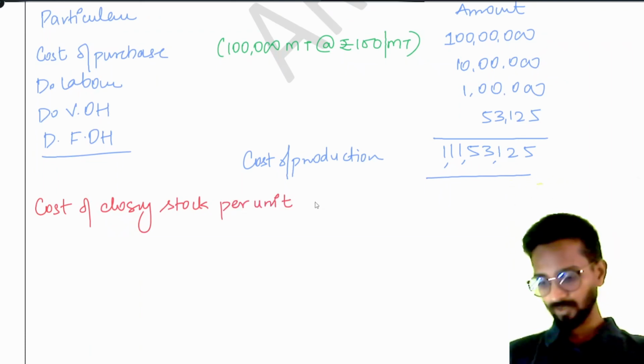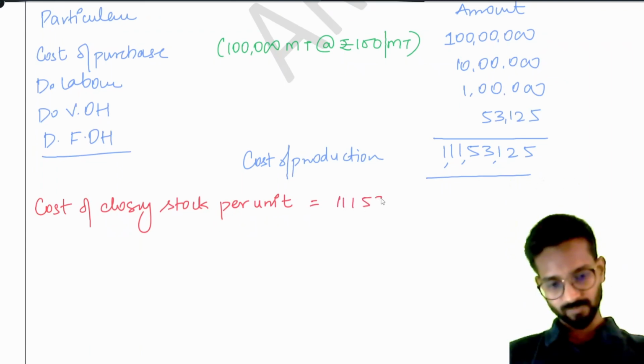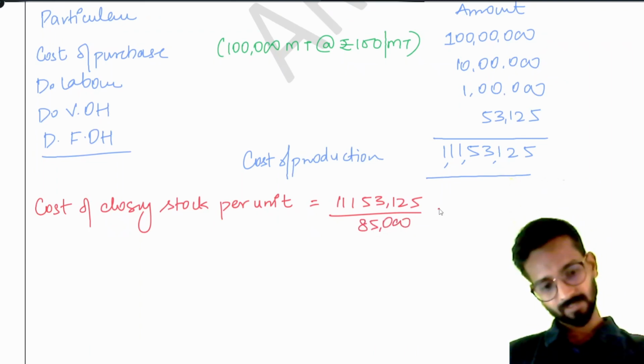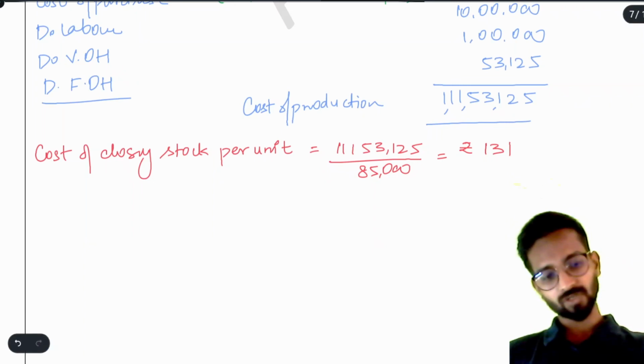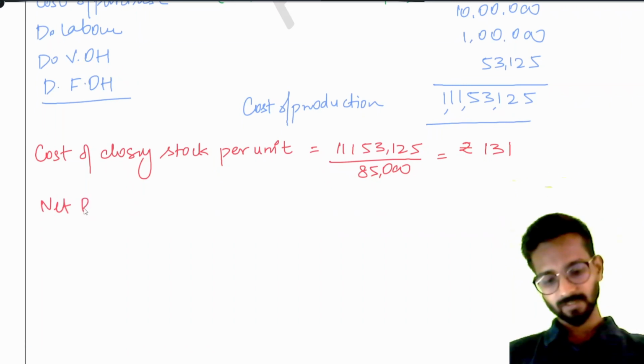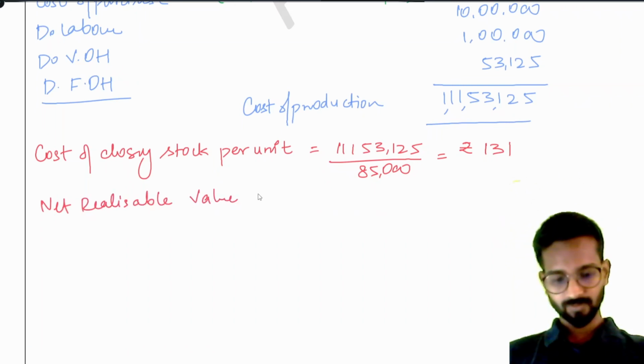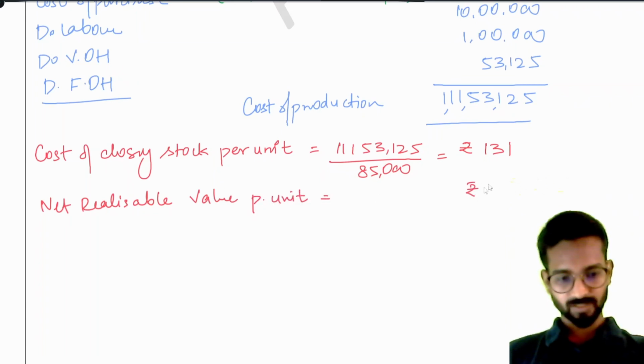will be calculated how? See, this is our total cost 153,125 divided by 85,000. That is our actual output, right? That will give you rupees 131 approx. Now cost of closing stock per unit is 131. This is cost. How much is the net realizable value given in the question? Net realizable value per unit is equal to rupees 105.